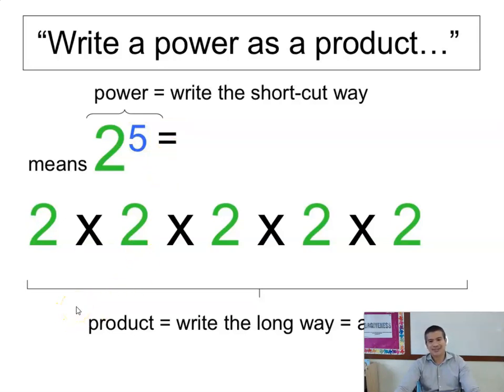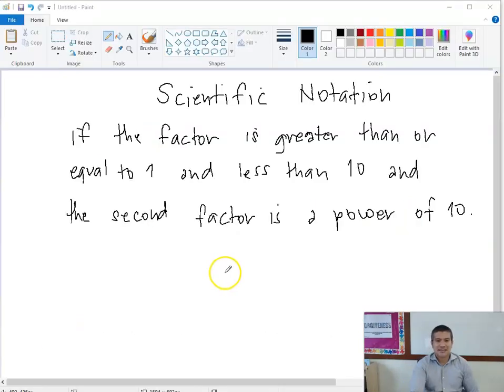Okay, now let's go to the next one, which is scientific notation. If the first factor is greater than or equal to 1 and less than 10, and the second factor is a power of 10, then that is scientific notation. There are numbers that are long to write. If the number can be shortened, it can be written in scientific notation.